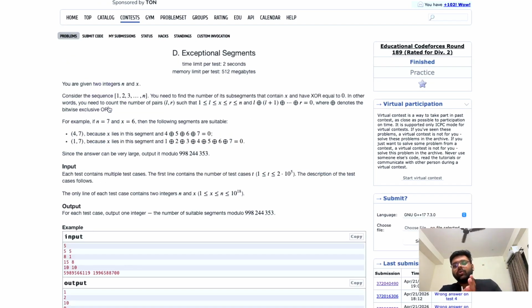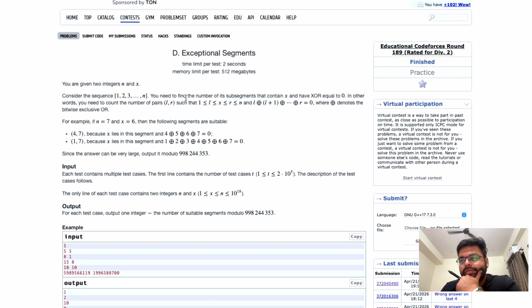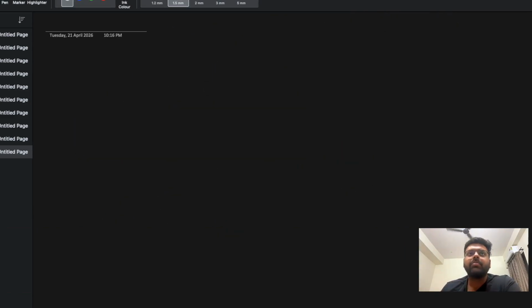Okay, so now here comes the most challenging problem, a very good problem I would say, the D problem. It actually took me a lot of time to solve this problem, but I was making some kind of small error, so after that I was able to solve it. So let's discuss this particular D problem, and I want you to pay attention here. This is actually a good problem and would clarify a lot of your concepts.